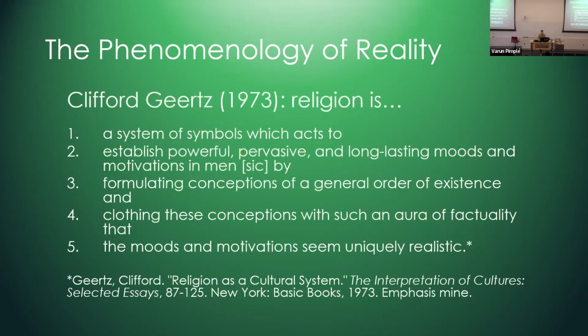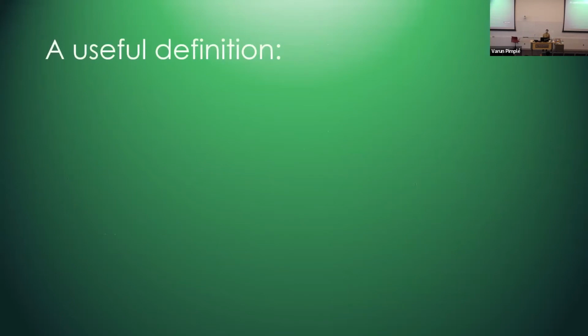So Clifford Geertz, who was an anthropologist, created a very useful definition for what a religion is. According to Geertz, a religion is a system of symbols which acts to establish powerful, pervasive, and long-lasting moods and motivations in people by formulating conceptions of a general order of existence and clothing these conceptions with such an aura of factuality that the moods and motivations seem uniquely realistic. By this definition, it's a very broad definition. We can classify all sorts of things using this definition.